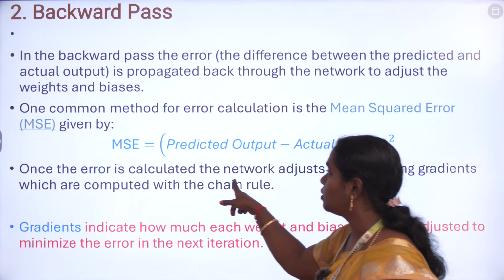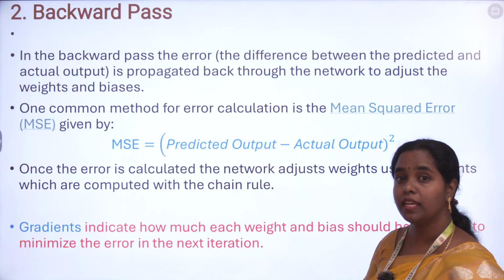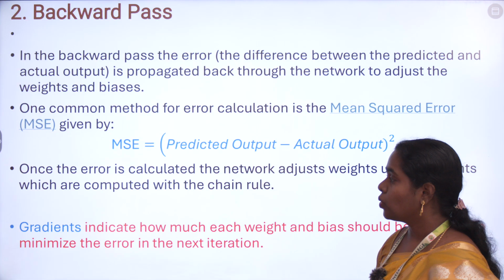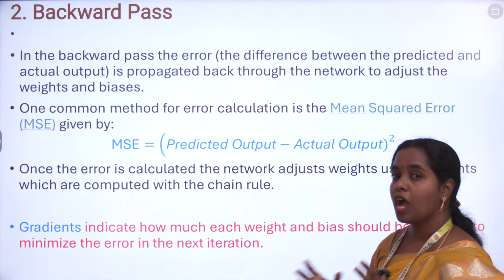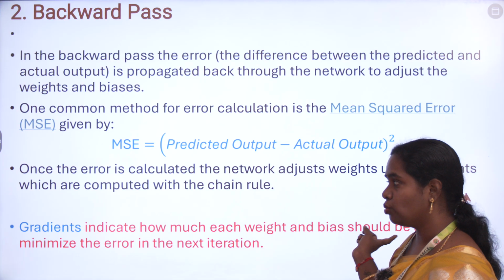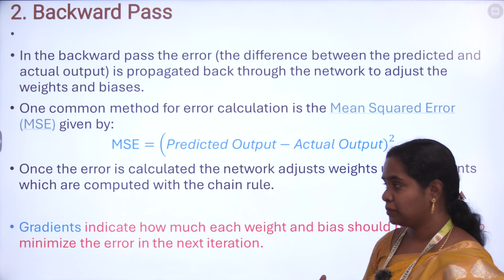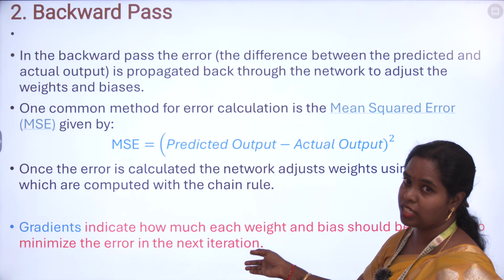Once the error is calculated, the network adjusts the weights using the gradient method. The gradient indicates how much each weight and bias value should be adjusted. Based on that, it will reduce the error for the next iteration.